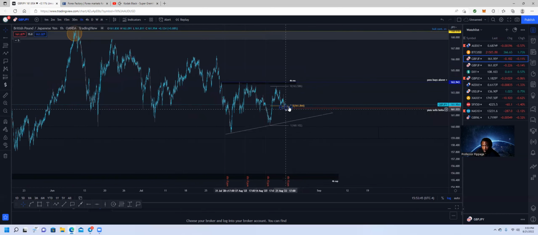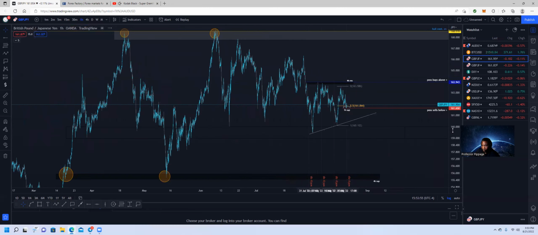Or, if we close below this 50% and start making lower lows and lower highs below there, we potentially break this lower time frame trend line that's within this consolidation zone and retest this support right down here on the 4 hour time frame.